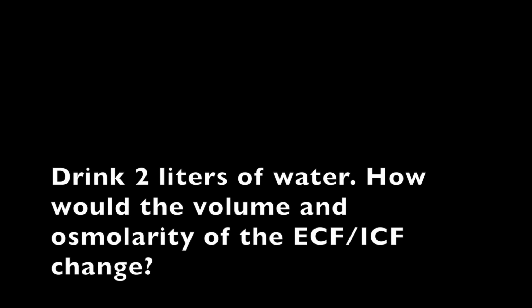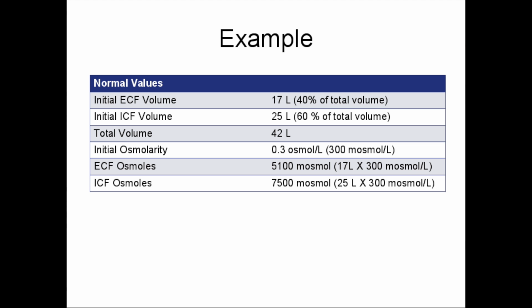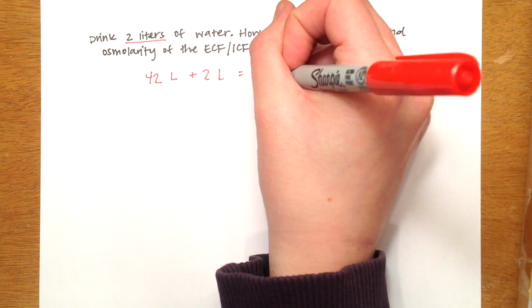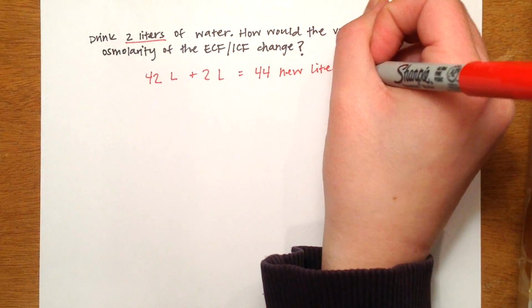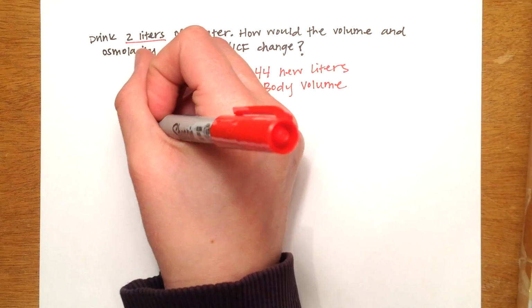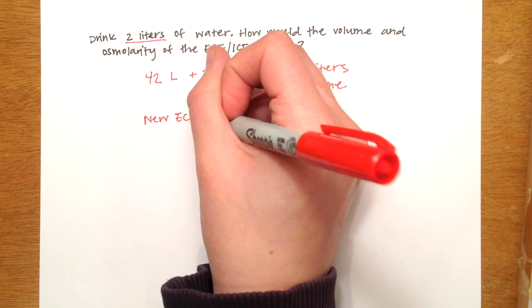So the last question that we'll work through on this video is, if you drink 2 liters of water, how would the volume and osmolarity of the ECF and ICF change? Here's the reference table that we'll use for this problem that you can come back to and review as we work through it. To begin, we're going to figure out the new total body volume. So we take the 42 old liters and add the 2 new liters to it for a total of 44 new liters of the total body volume.